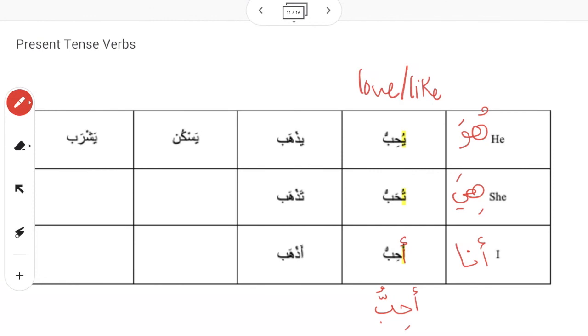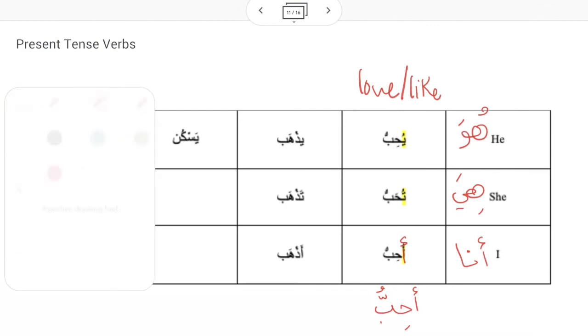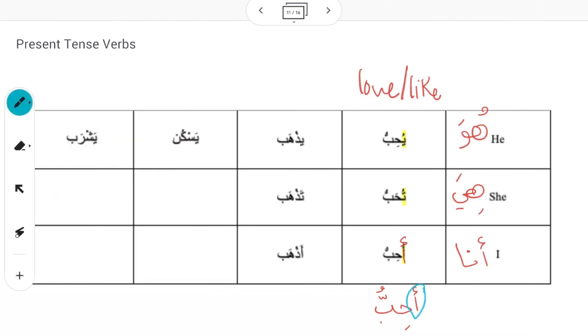أحب. Okay? If I want to make it he loves or he likes, we change this first letter to the letter ya. So it starts with the ya. Same exact harakat. يحب. Everything else remains the same. It's just the first letter that's changing. Notice here we connect the ya because the letter ha connects. But here we do not connect the two because alif does not connect to what comes after it. So huwa yuhibbu, he loves. And if I want to say she loves, hiya is going to start with a ta. Hiya tuhibbu.